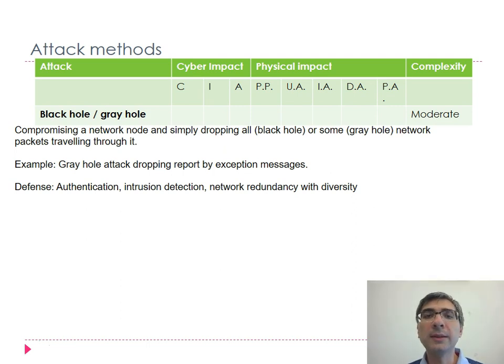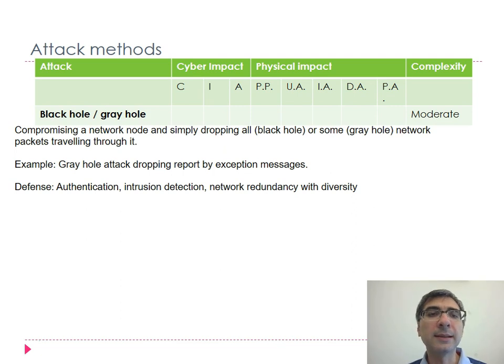And we can use the classification of CIA for the cyber impact, so confidentiality breach, integrity or availability breach. And for the physical impact, we can go for physical privacy, unauthorized actuation, incorrect actuation, delayed actuation, or altogether prevented actuation as the different types of impact. So we can use this as a way to classify the different attack methods.